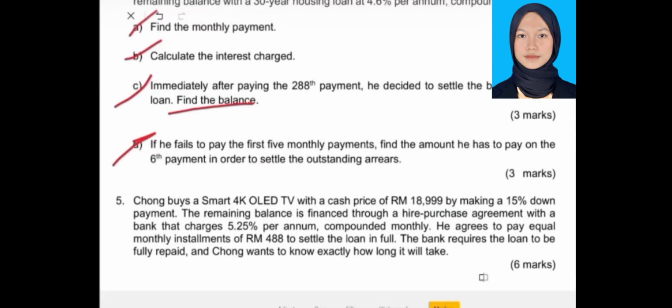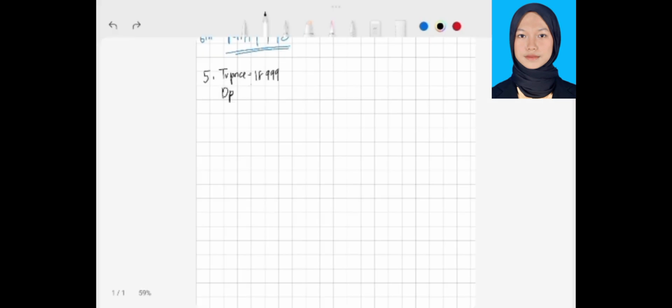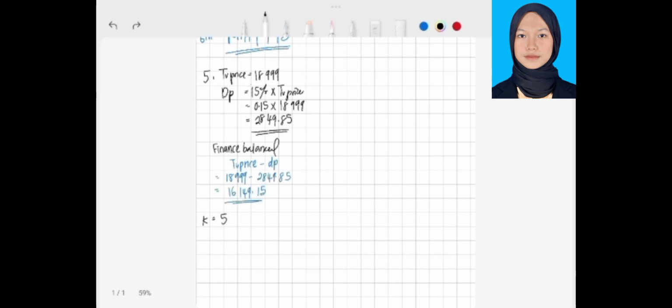So the last question, number 5. 115 multiplied by 1899, we get 2849.85. We calculate for the finance balance. We use the price minus down payment, so 1899 minus 2849.85, we get 6119.56. K is the interest 5.25%, M is monthly compounded, so 1 over 12. From here we get the interest K per M, so 0.0525 over 12, we get 0.004375. John pays monthly RM 480, so that is the A.